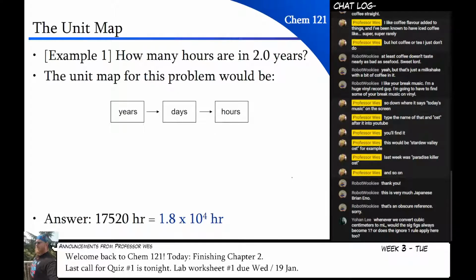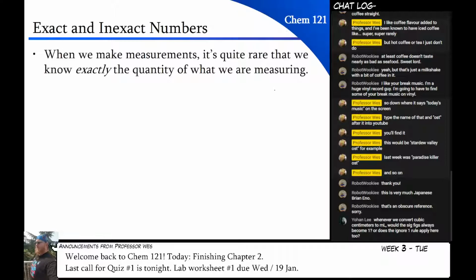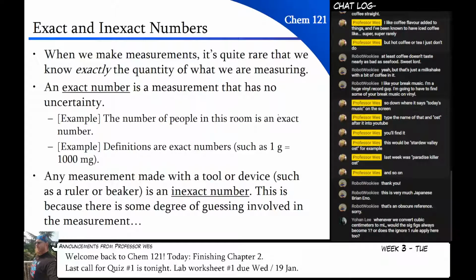Now, if you're confused about, well, wait a second, why is 24 hours equals 1 day exact? What does that mean? I don't remember if there was a part back when we were talking about sig figs about exact or inexact numbers. Let me see if I can find that real quick. Yeah, here we go.